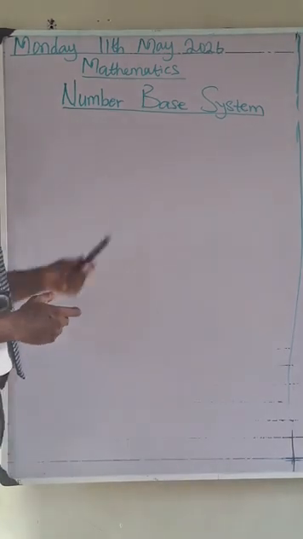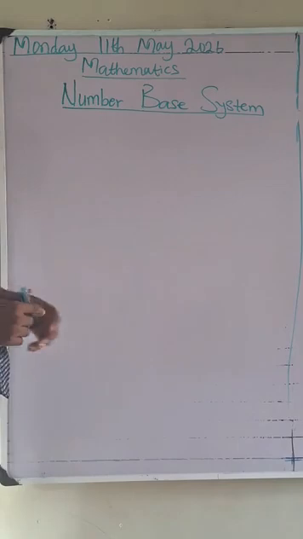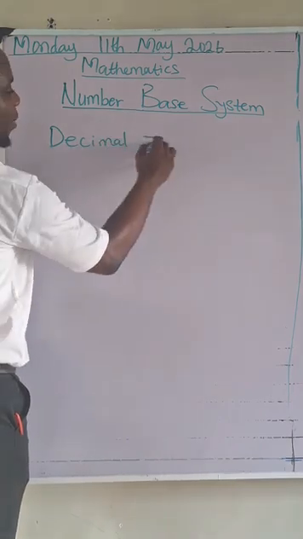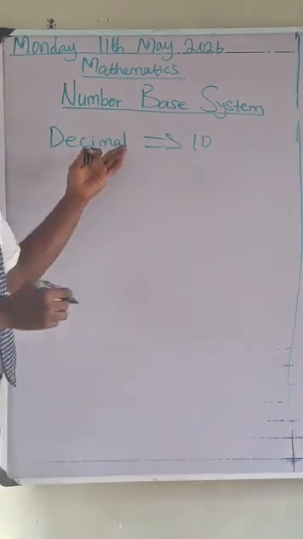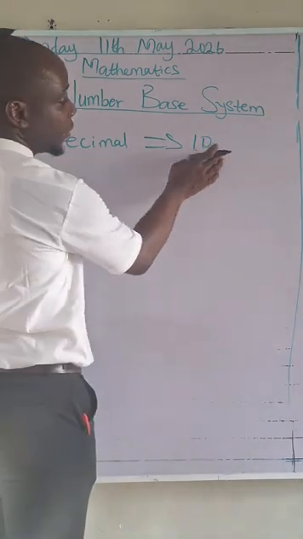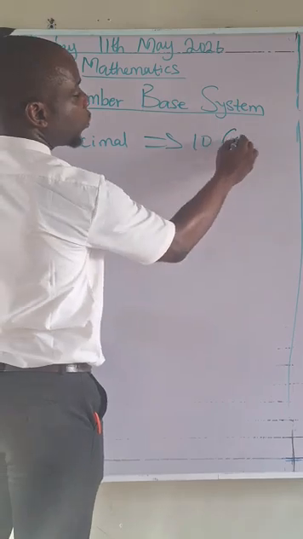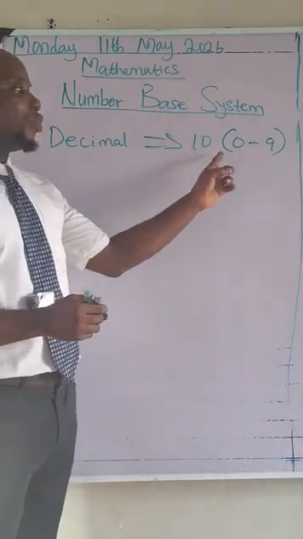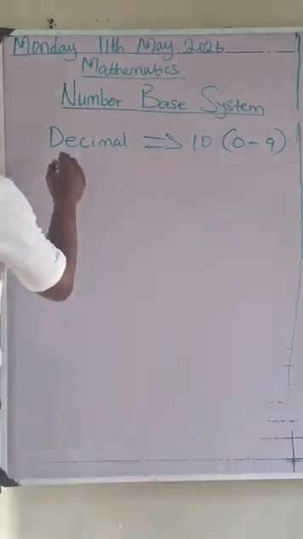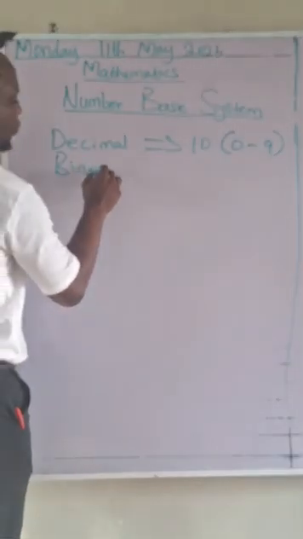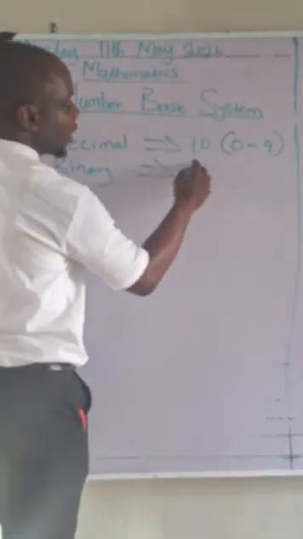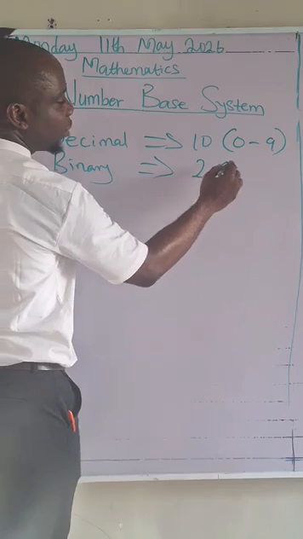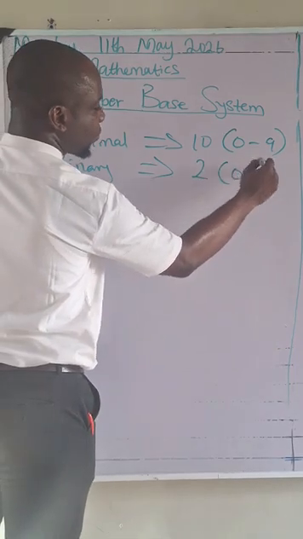Very simple. Now in number system, we have a lot of things we're going to talk about. We have the decimal, which is a number in base 10. Okay, so we do our decimal. Decimal is a number in base 10, which ranges from 0 to 9. So decimal contains numbers between 0 to 9. When you talk about binary, for instance, that is base 2. It is a number in base 2. Binary is a number in base 2, which contains numbers from 0 to 1.